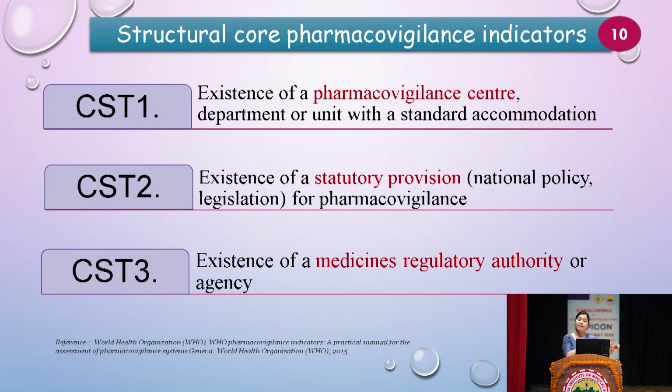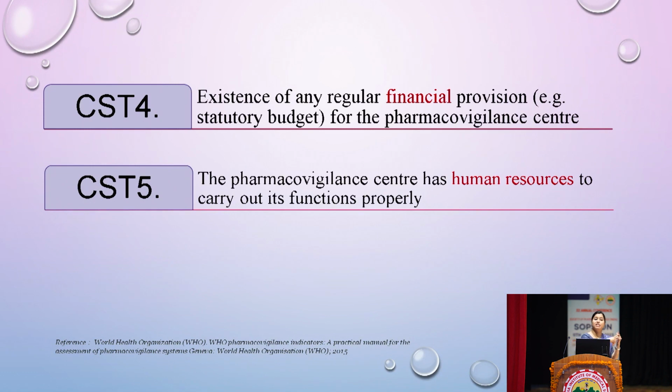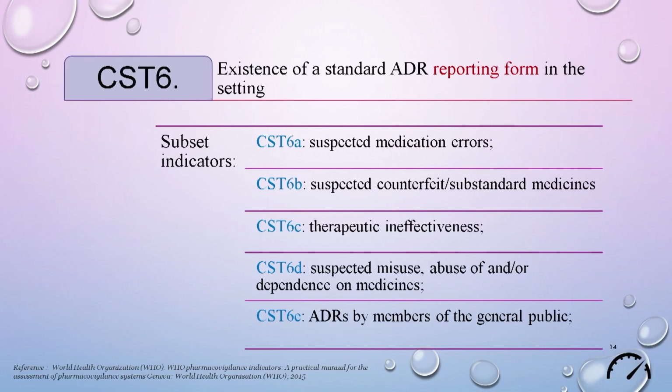So basically, they want the information related to the structure: whether there is a center at the regional or local area, where a pharmacovigilance center is there or not, whether the statutory provision and regulatory authorities are there, whether financial provision is there, whether human resources are available or not, whether ADR forms are available or not, ADR forms for medication errors, counterfeit drugs, ineffectiveness of the drugs, misuse of the drug, and ADR forms for the general public. It will give the information in terms of yes or no, whether present or not present.